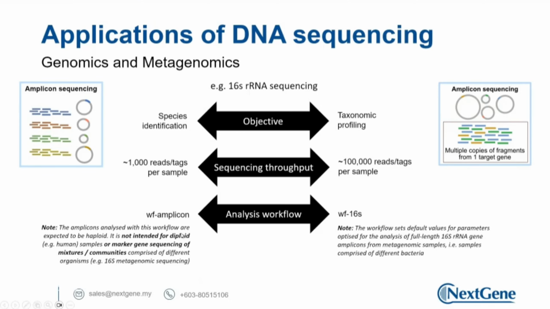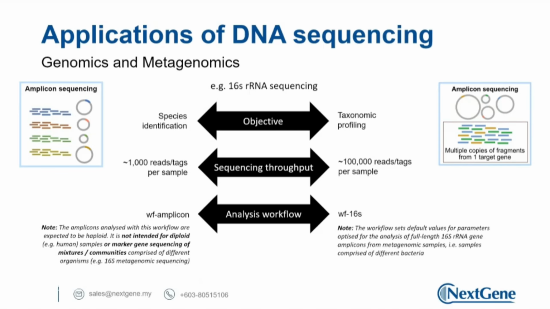This pipeline expects us to input data that comes from amplicons, and the organisms are expected to be haploid. So this pipeline is not intended to be used for diploid samples, and it's not suitable for marker gene sequencing or amplicon sequencing from samples that are a mixture of communities. If you have samples from the environment, you extract the total DNA, and the DNA comes from different microbes, different bacteria, or different members inside the sample, this workflow will not be suitable.